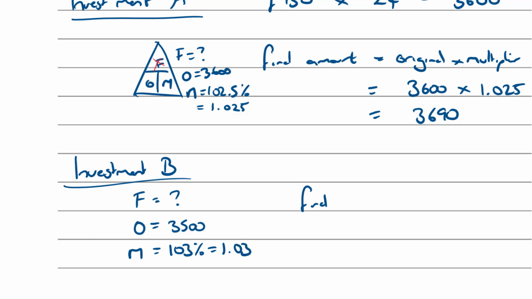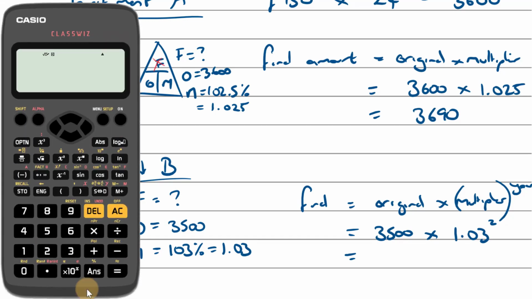So then my final, this again is going to be my original times my multiplier. But because it is compound interest, I'm going to raise that to the power of the number of years that we're going to do it for. So that's going to be 3,500 times my 1.03 raised to the power of 2. Okay, tapping that into the calculator, 3,500 times 1.03 squared comes out to 3,713.15.